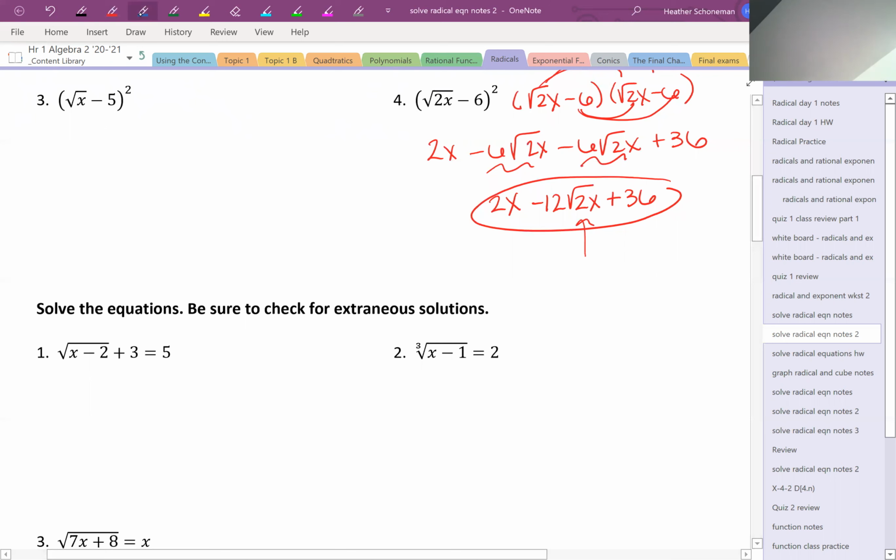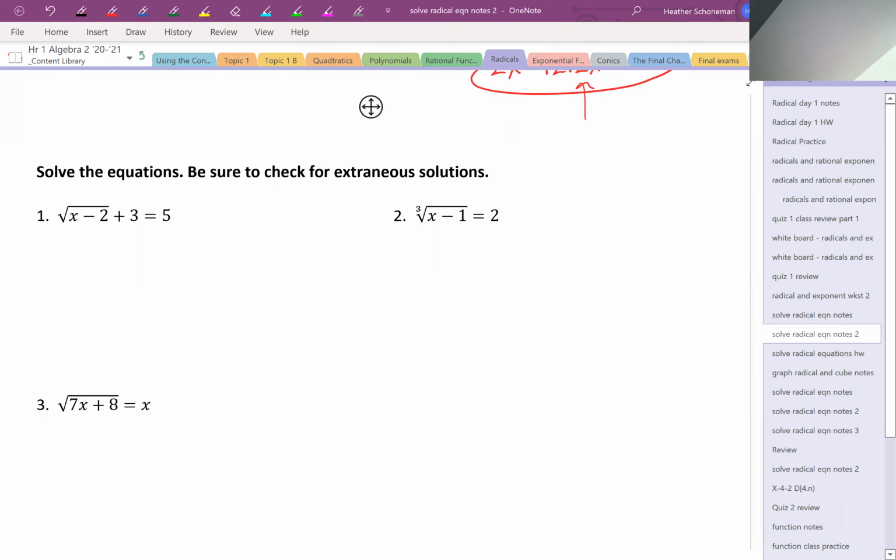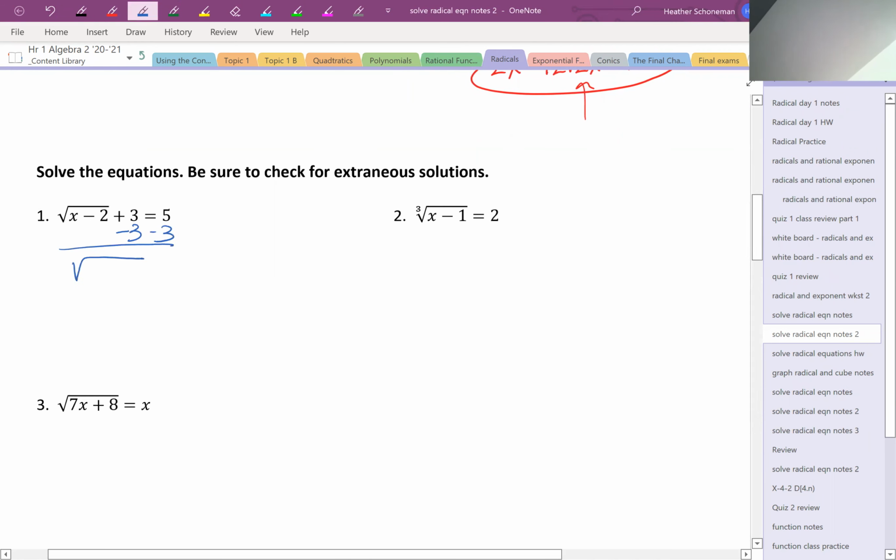Okay, let's go back to solving equations. We need to keep that skill. We'll use it in a minute. On the first one, this is one of our old ones. We need to isolate the radical. So we're going to subtract 3 from both sides. So we have the square root of x minus 2 equals 2.